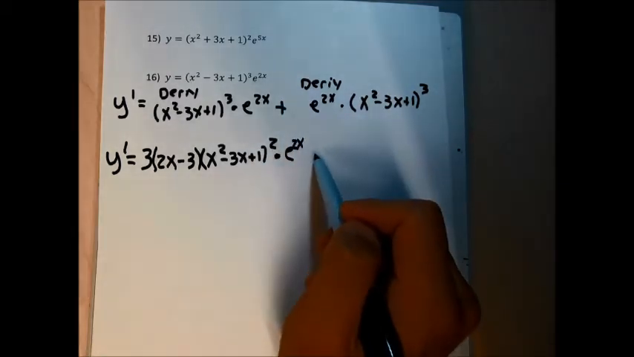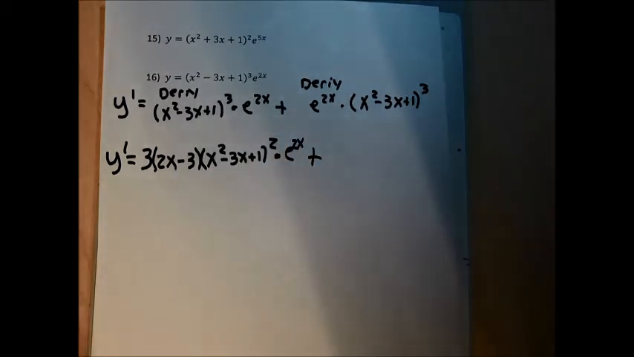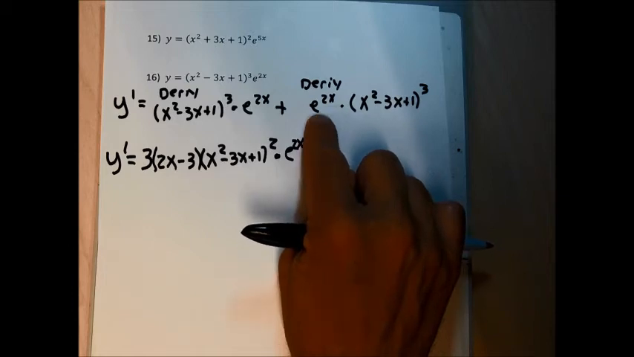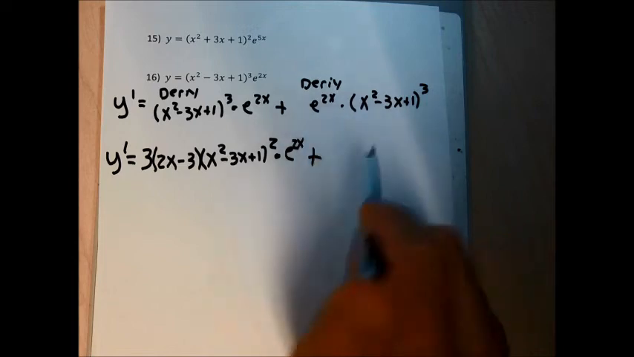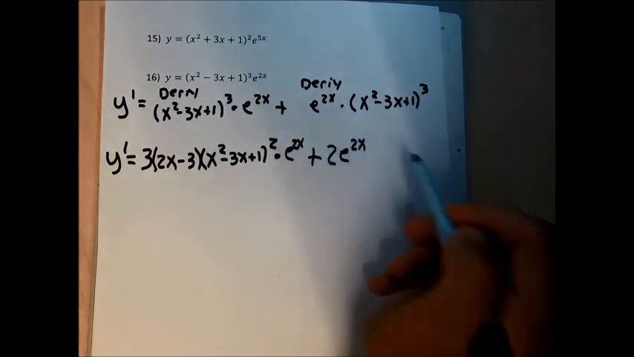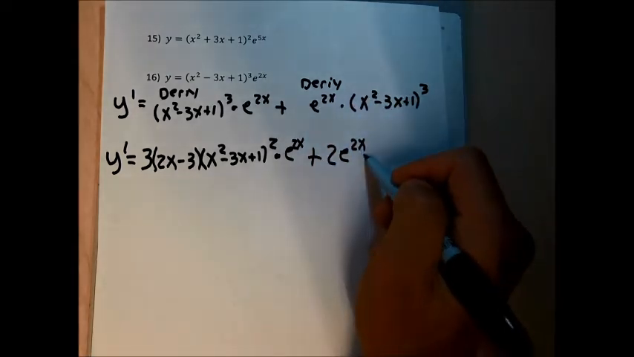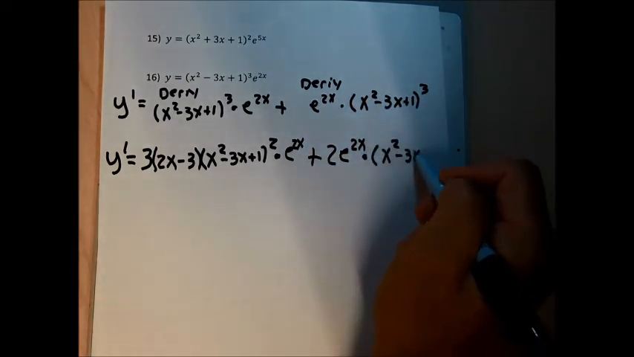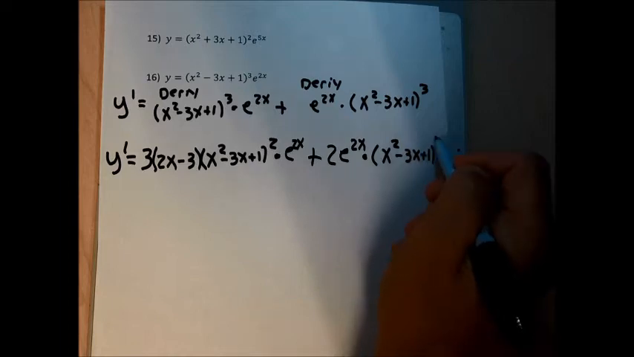I'm going to bring down this plus sign, and then I'm going to do the derivative of e to the 2x. That just multiplies the derivative of the exponent by the e function. The derivative of 2x is 2. So the derivative of e to the 2x is 2e to the 2x. I still need this part, the x squared minus 3x plus 1 cubed.